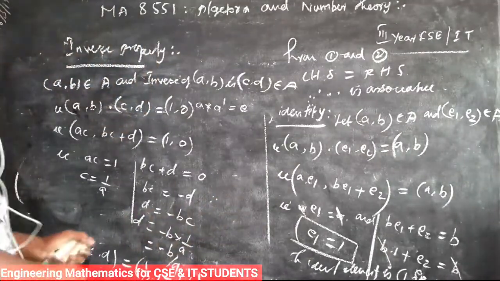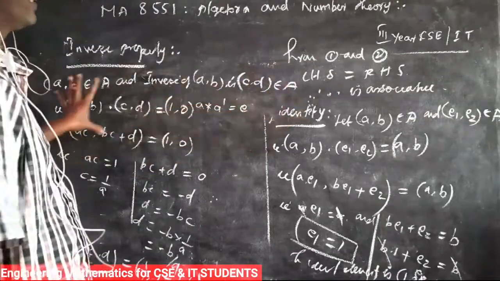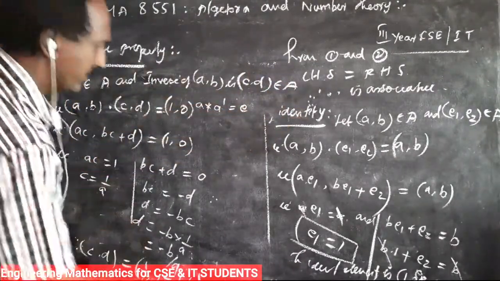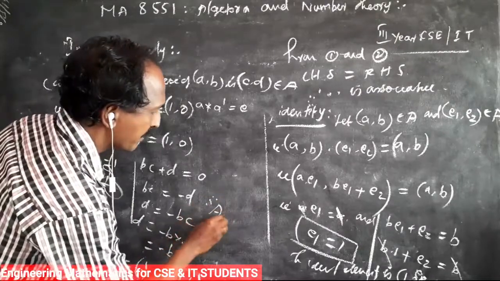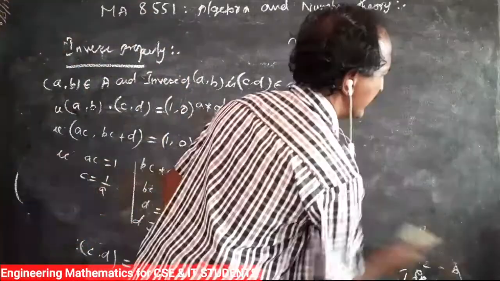Therefore dot satisfies the closure property, the associative property, and we found the identity and inverse. Therefore A comma dot is a group.